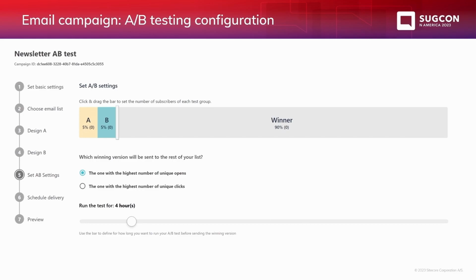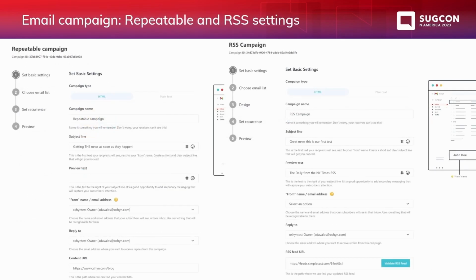Then you set up your A/B testing. You select the percentage of the subscribers you're going to send this email campaign to, how many you want to be part of these tests, and how you will define which is the winning version. It's either by unique opens or unique clicks. And how long it's going to run this test. Minimum 1 hour, maximum 24 hours. And then you just send that campaign.